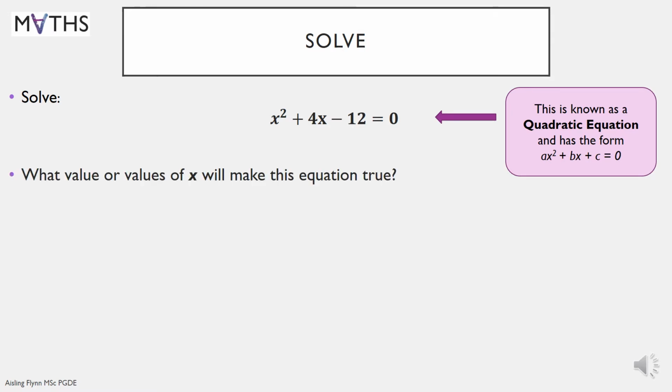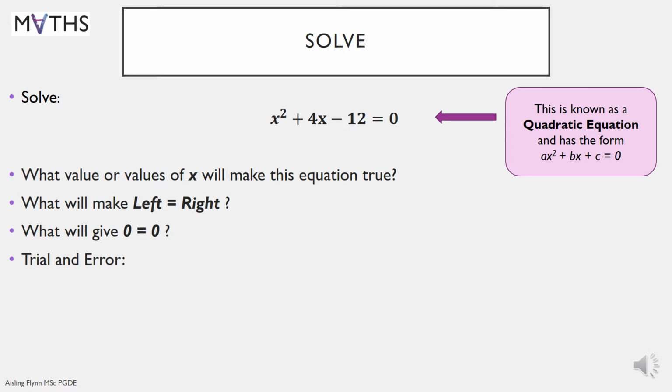When we're asked to solve, we're asked to find the value or values of x which will make this equation true. So what number, if you substitute it for x, will make left equals right? You can see that the right is 0. So what number will give 0 equals 0? That's what you're asked.